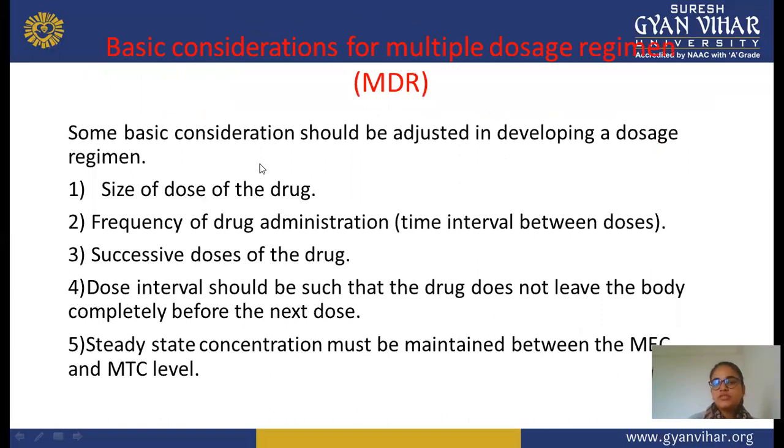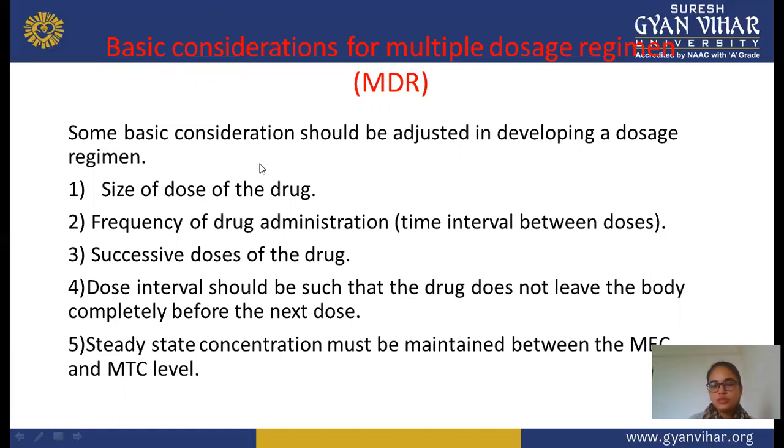Next is basic consideration for multiple dosing regimen. These are some of the considerations when adjusting or giving multiple dosing. First is the size of the dose: how much drug you are administering to that particular patient, so the size or dose of the drug is very important. Next is frequency of drug administration, meaning the time interval between the doses, or how much frequency is sufficient for administration of a drug.